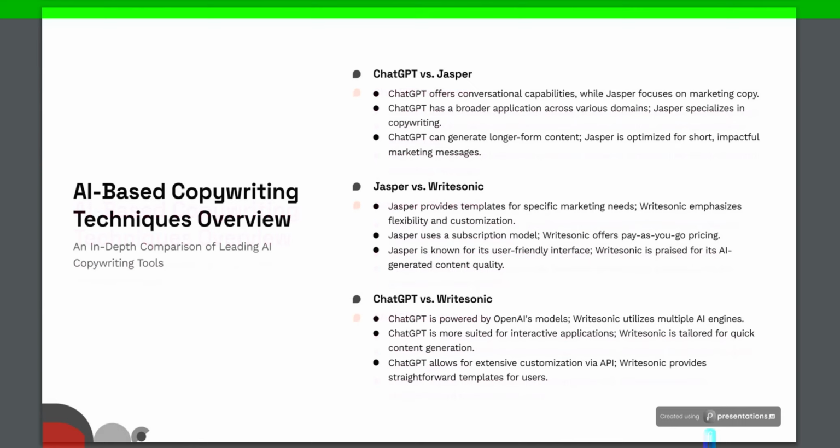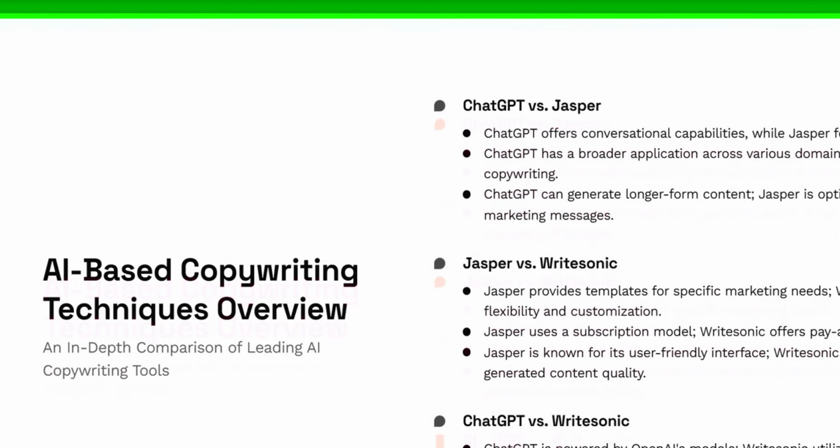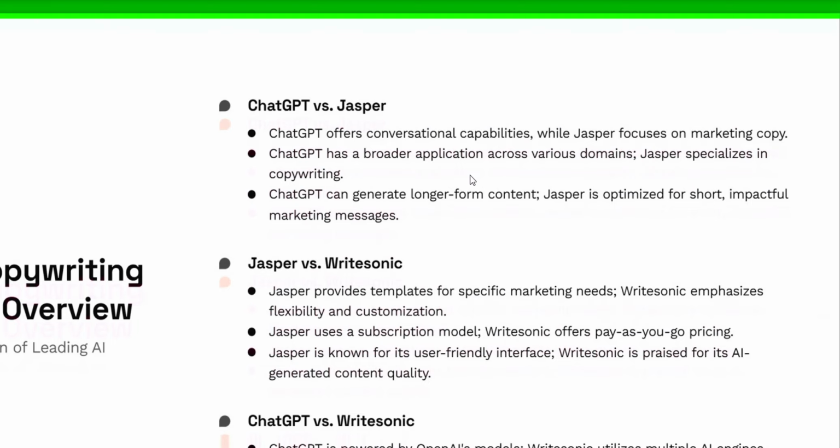All right, so let's quickly look at each of them versus each other. For example, we have ChatGPT versus Jasper. You can see ChatGPT offers conventional capabilities, while Jasper focuses on marketing copy. Can you see what we're talking about? So regardless, you can use both to have a taste of both ends.